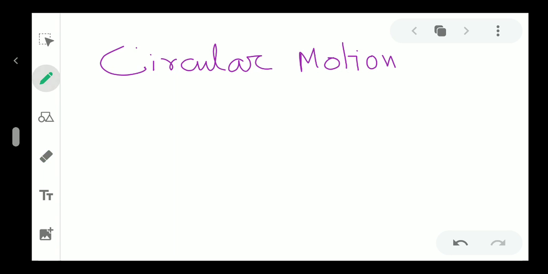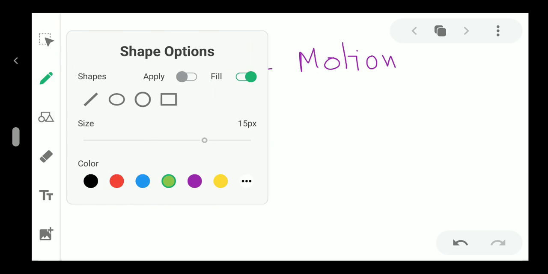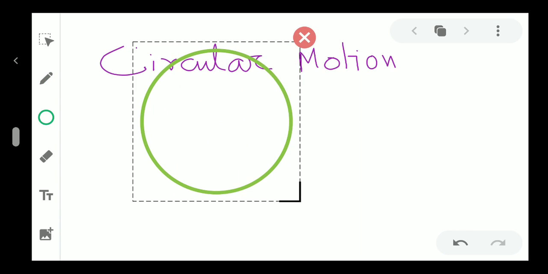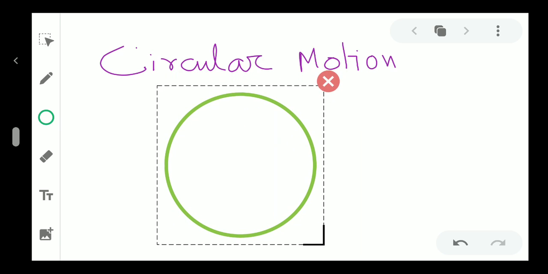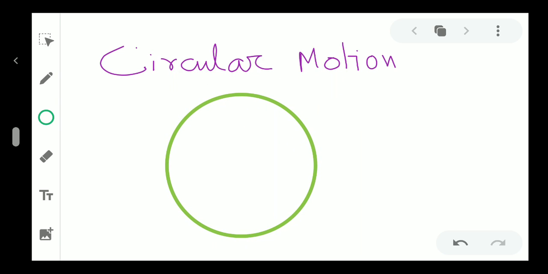Now we will be talking about only the very basics of circular motion, that is, when you have a circle like this and something is revolving around it. Okay, so we will call this circular motion. Basically, this is a kind of uniform circular motion.